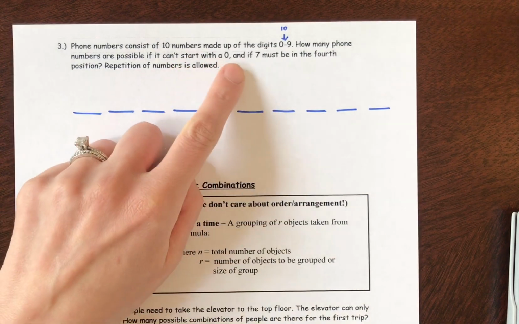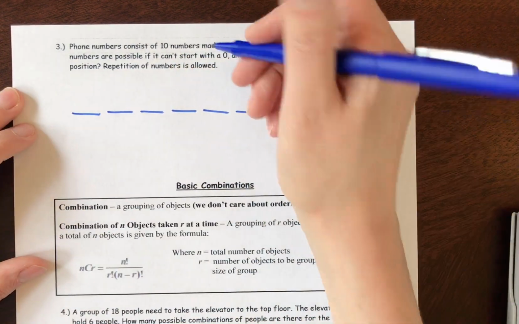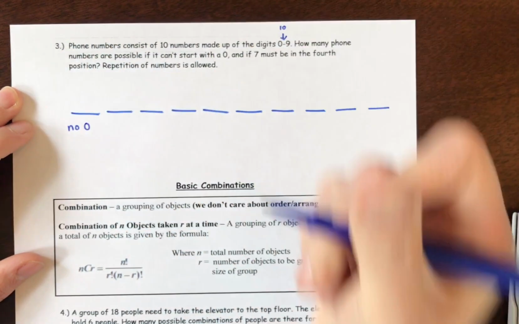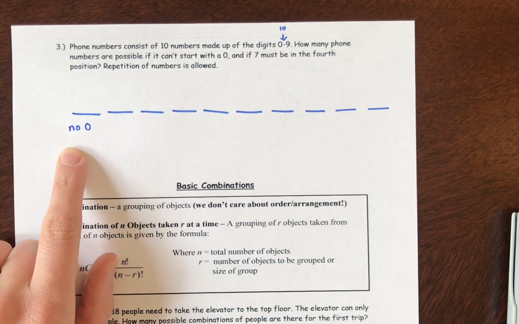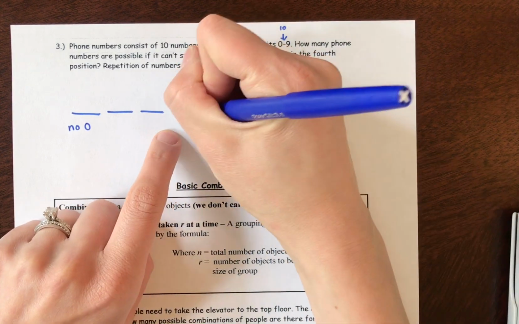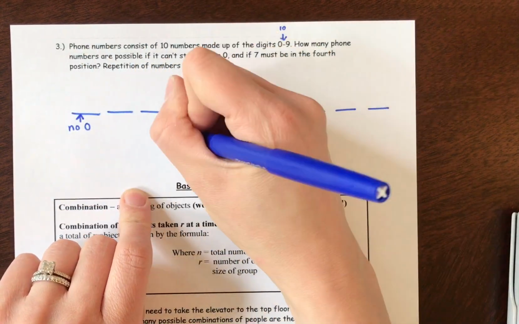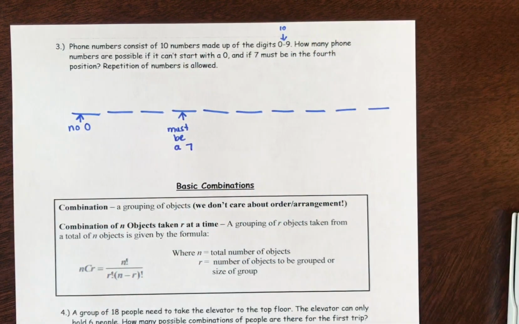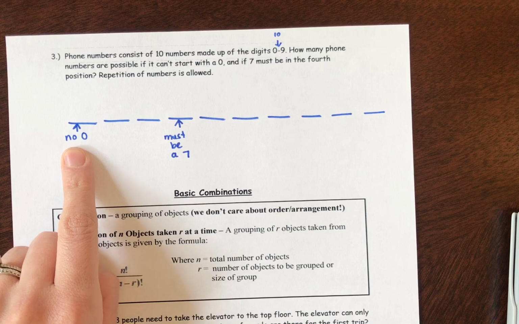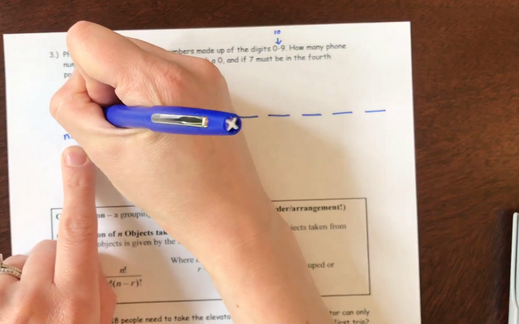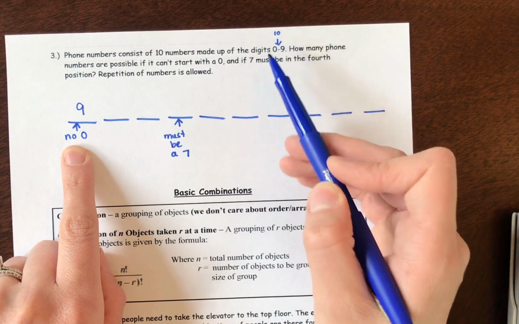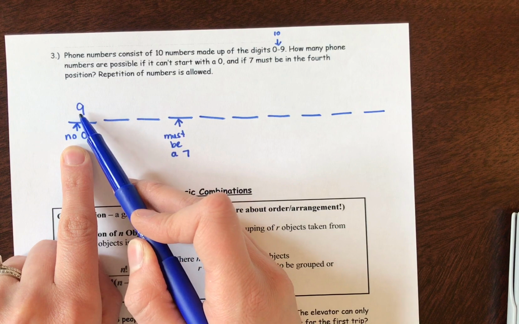But I've got to fill these specific positions in first. Okay, so my first position, it can't be a 0. Okay, so it can't have a 0 in the first position. And in the 4th position, I want a 7. So 1, 2, 3, 4. Okay, so no 0 in the first, and here it must be a 7. Okay, so let's fill these in first. So how many numbers are not 0? Well, there's 9 numbers that are not 0, right? The numbers 0 through 9, there's 10 digits. If I take out 0, I only have 9 options to put here.